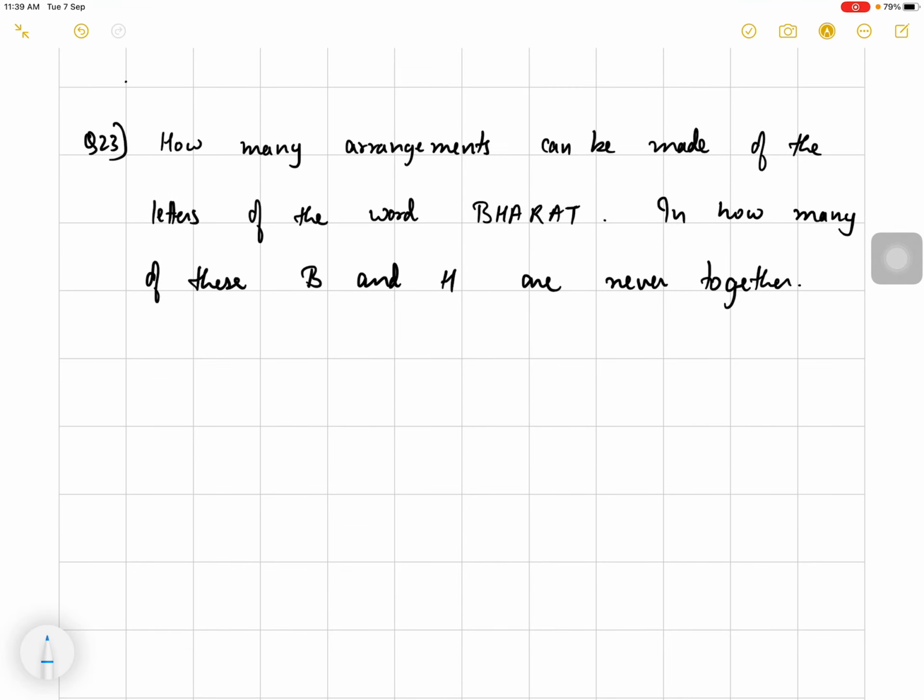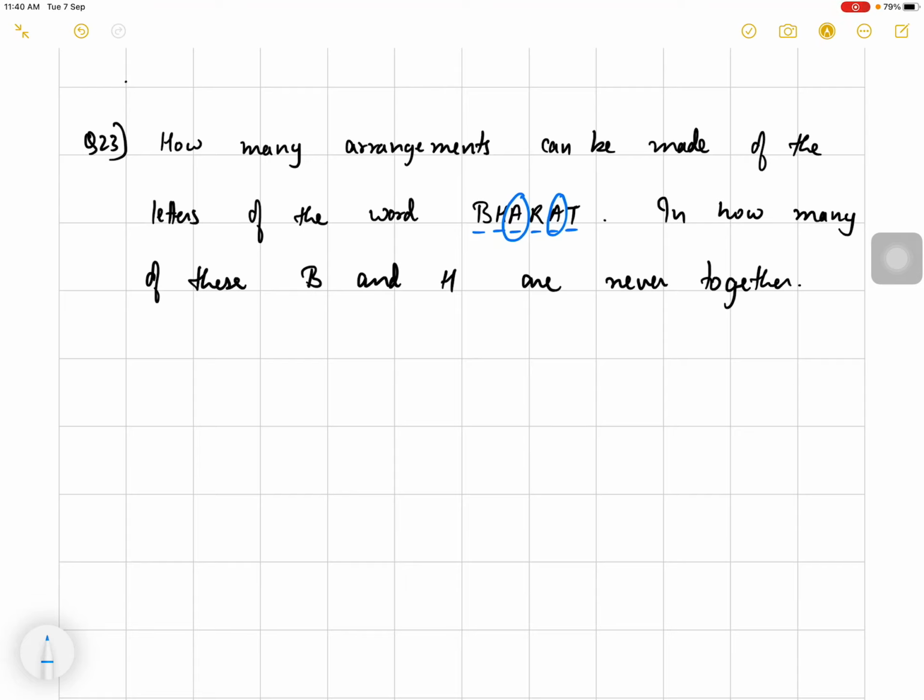How many arrangements can be made of the letters of the word Bharat? In how many of these are B and H never together? So let us find out when B and H are together. First of all, let us find the number of ways Bharat can be arranged. If you see 1, 2, 3, 4, 5, 6, there are 6 letters and 6 places, out of which A is repeated twice. So in this case, the formula will be 6 factorial divided by 6 minus 6 factorial into 2 factorial, because A is repeated twice.